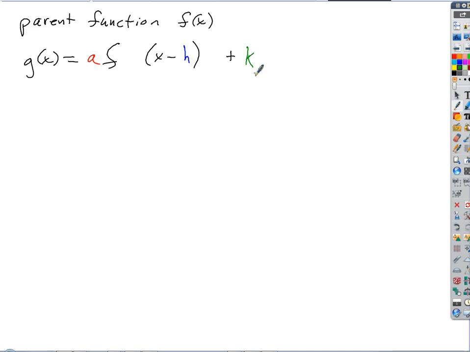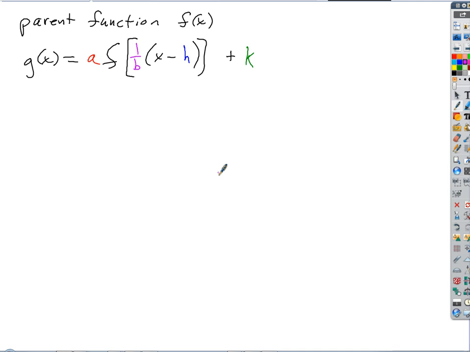Where does the b go? That was the one that was a little bit odd. Does it go under? Yeah, it goes inside the function in front of the x stuff, right? In front of the x minus h. So we'll put it right there. And b goes on the bottom, right? It's 1 over b. It's the reciprocal of b that goes there.